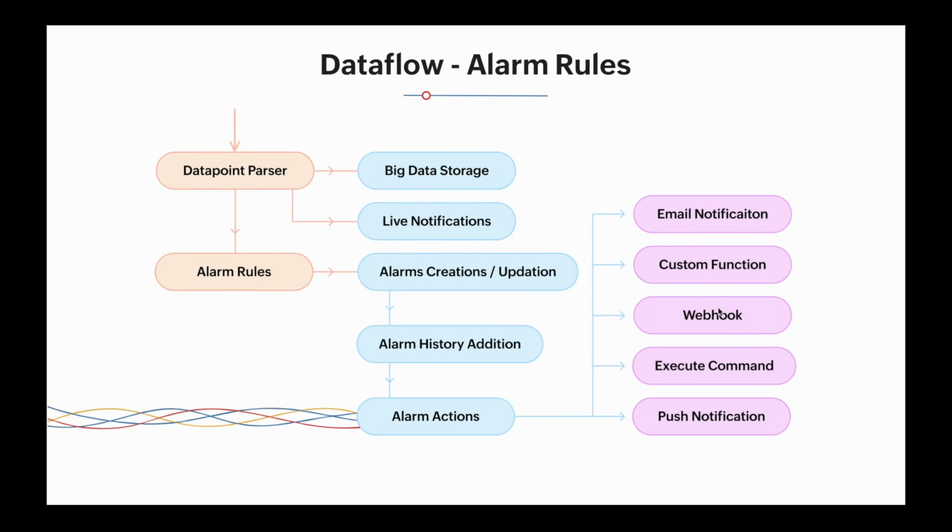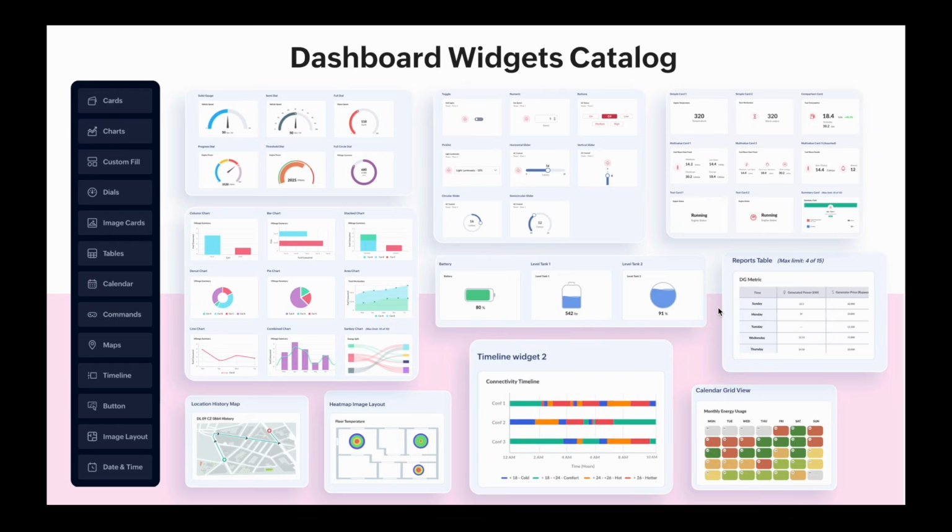And then we also covered the data flow for alarm rules, where we do the criteria checking for the alarm rules, and what are the types of alarm actions that we support, and the extensions, in terms of you can write a custom function as well to have any custom business logic as part of that. And we also covered the wide range of dashboard widgets that we supported.